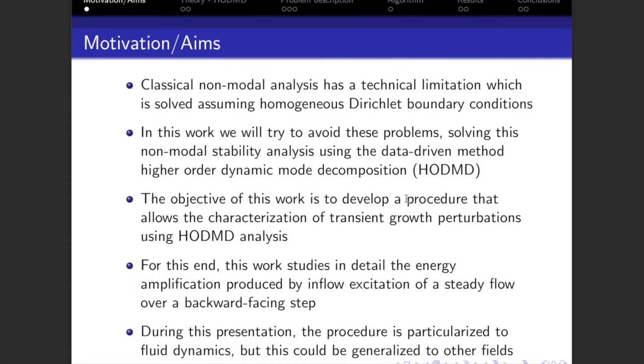The objective of this work is to develop a procedure that allows the characterization of transient growth perturbation using HODMD analysis. For this end, this work studied in detail the energy amplification produced by inflow excitation of a steady flow over a backward-facing step. During this presentation, the procedure is particularized to fluid dynamics, but this could be generalized to other fields.